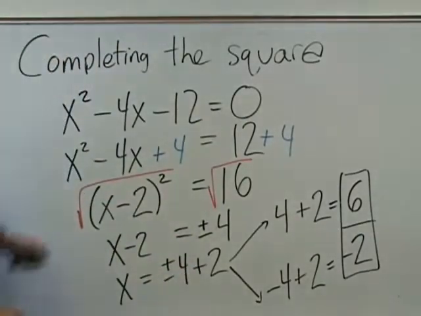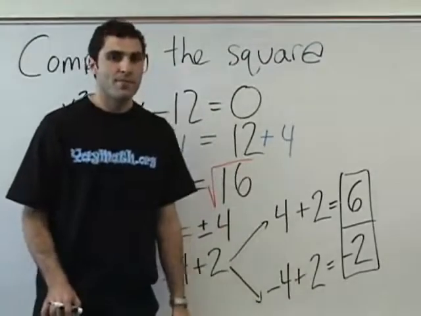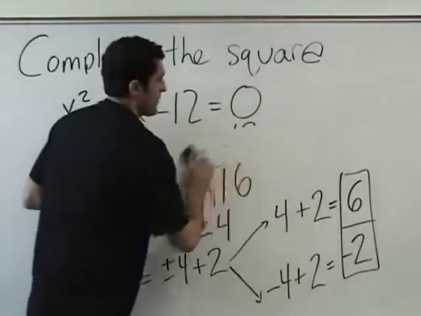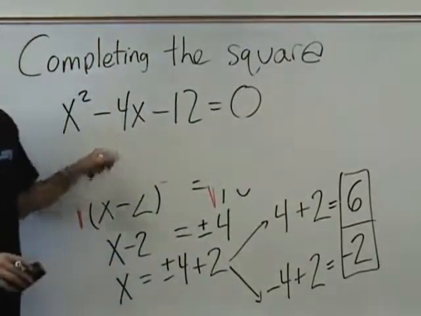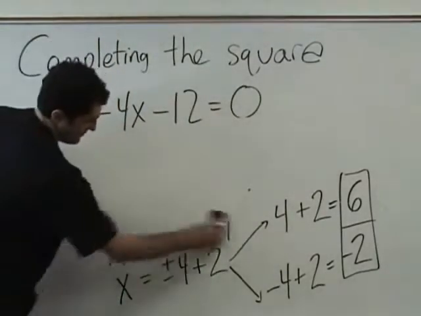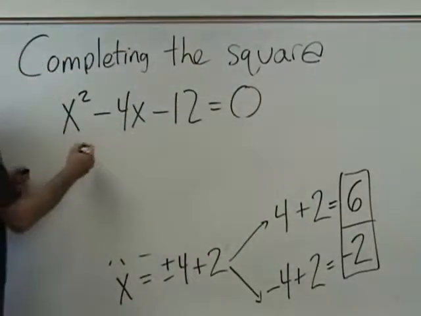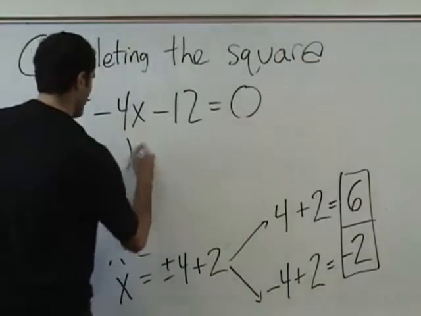Here's the kicker, you guys. Look at all this ink that we've spent on completing the square. Watch this. Is there an easier way to do it? Can this be factored? Yes. There's an easier way to do it. 6 and 2. This one can be factored, right? 6 and negative 2.